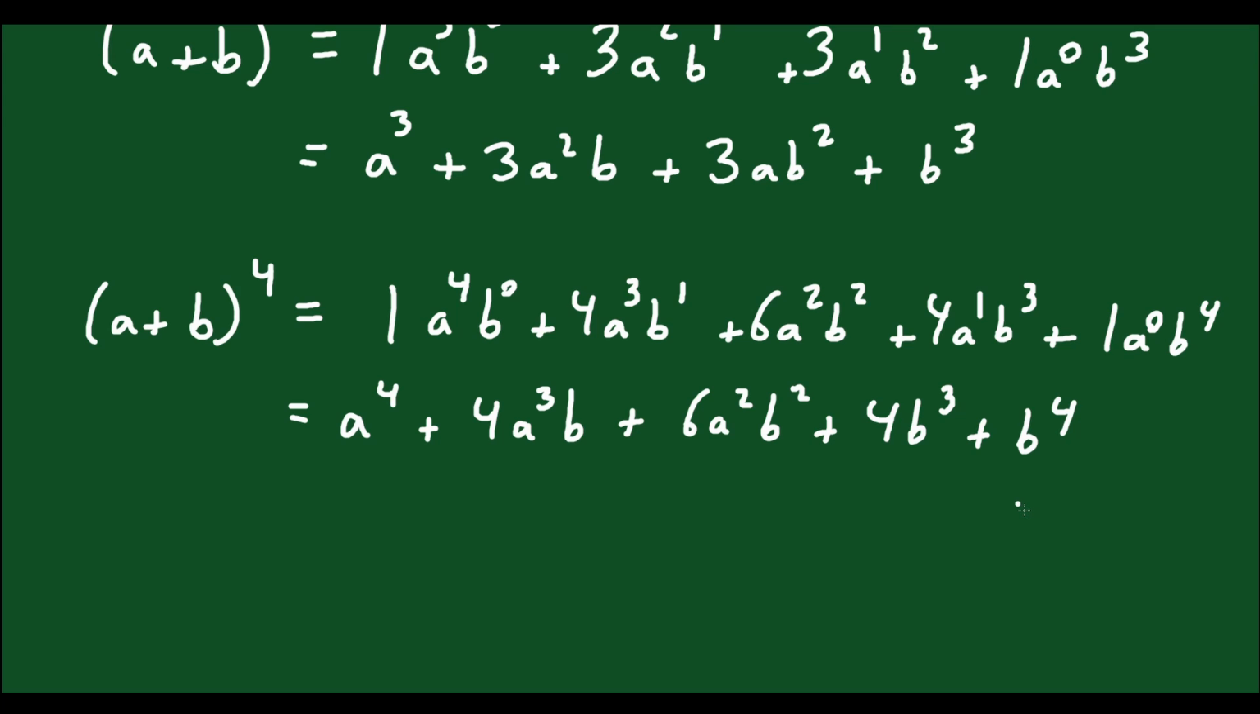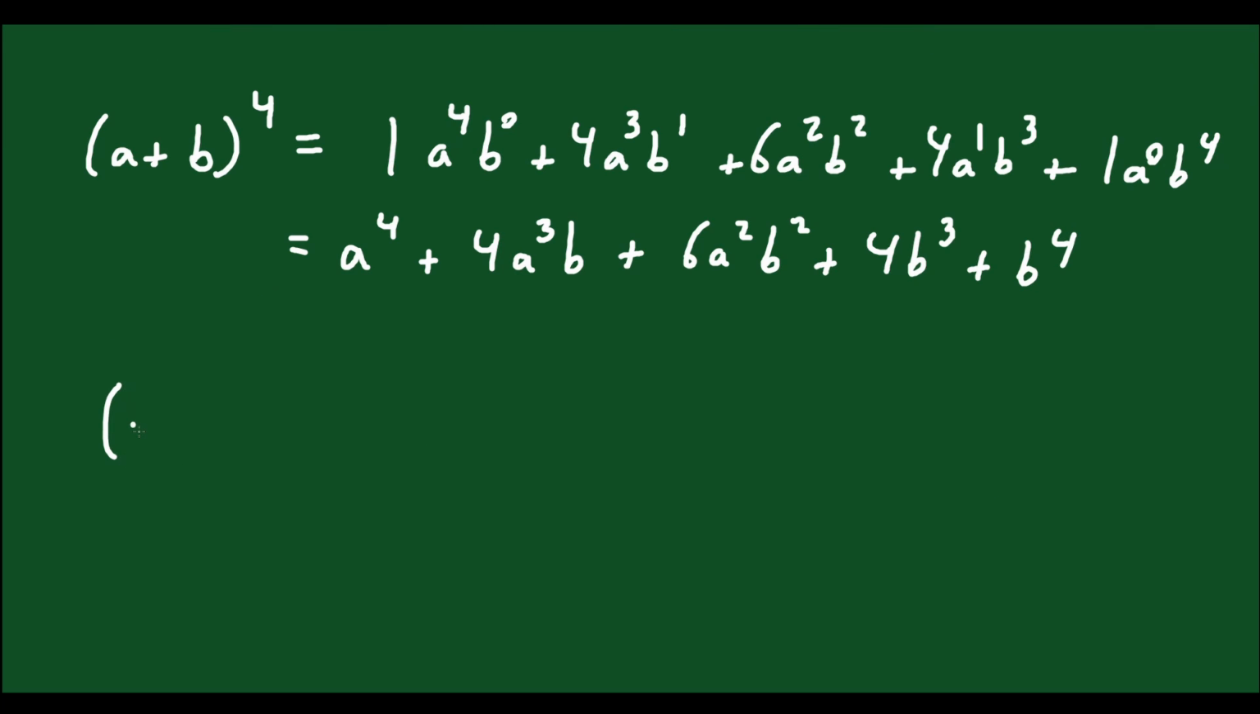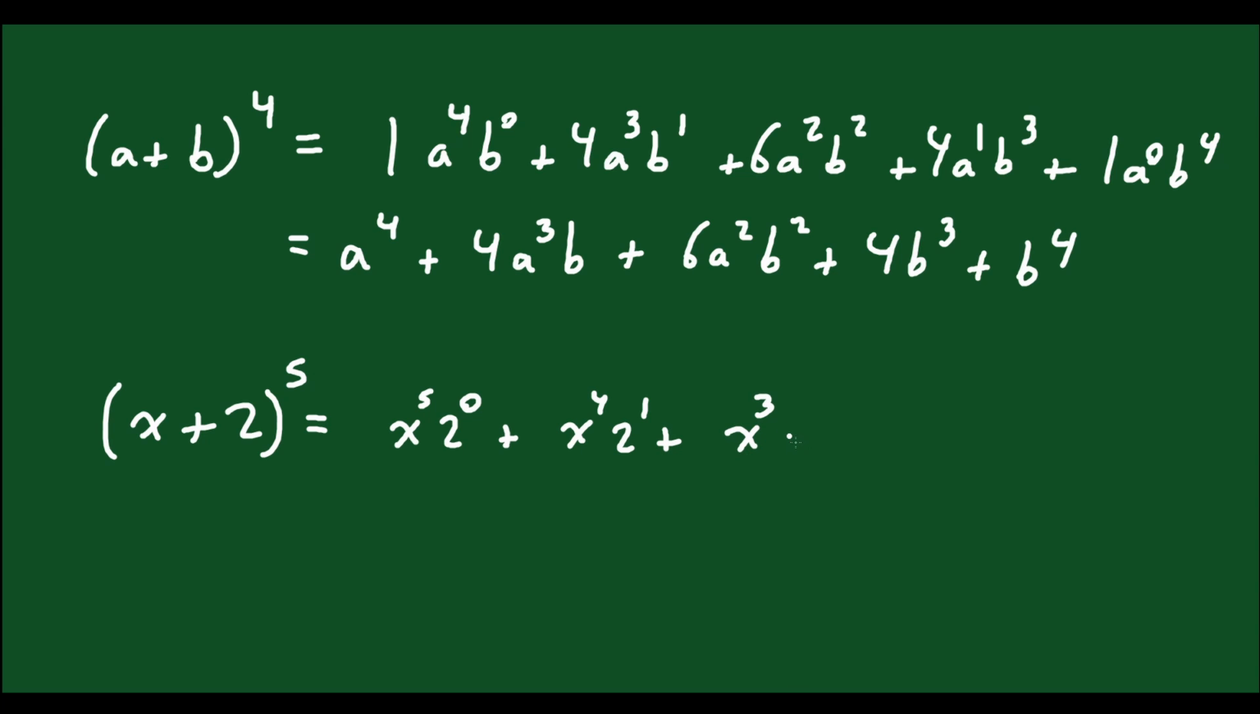It doesn't have to be a plus b to the 4. You could have something like x plus 2 to the 5, right? Just as an example. You do it the same way. You'd say, okay, x to the 5, 2 to the 0, plus x to the 4, 2 to the 1, plus x to the 3, 2 to the 2, plus x to the 2, 2 to the 3, plus x to the 1, 2 to the 4, plus x to the 0, 2 to the 5. And then you go and plug in your coefficients.